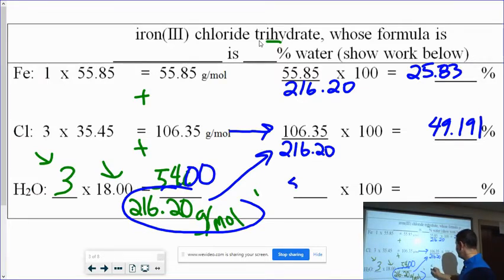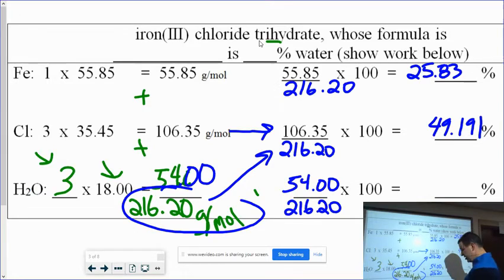All right, on the bottom, we said this is 54.00. So we take 54.00 divided by the total, 216.20. 4 digits divided by 5 digits, so we should have a 4-digit answer. Our answer ends up being 24.98%.